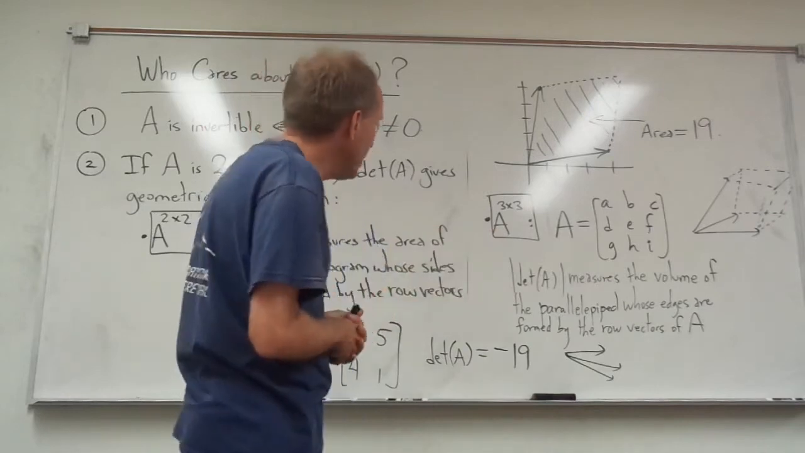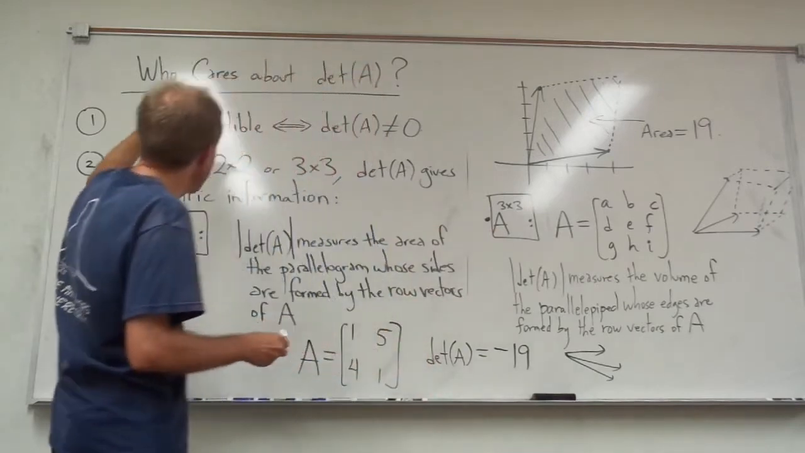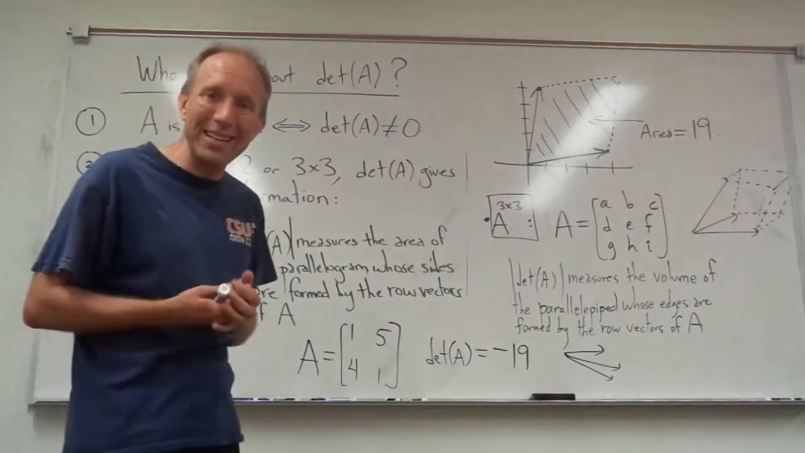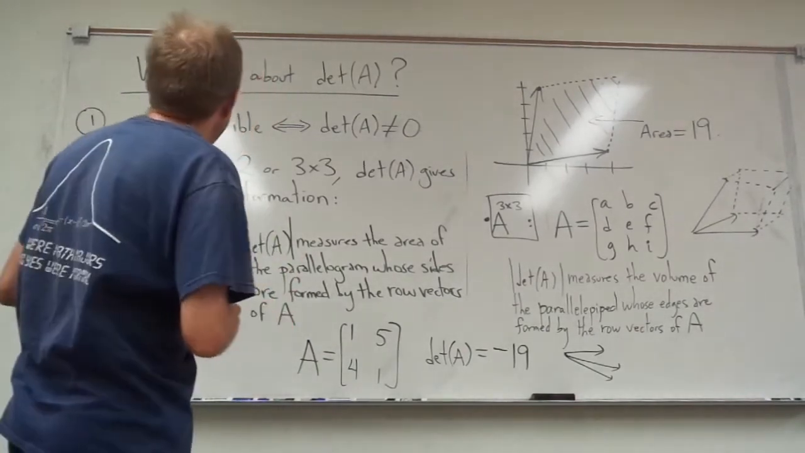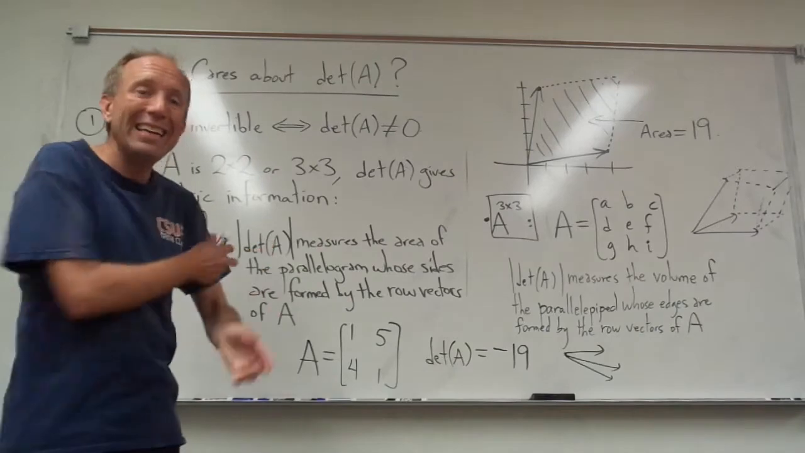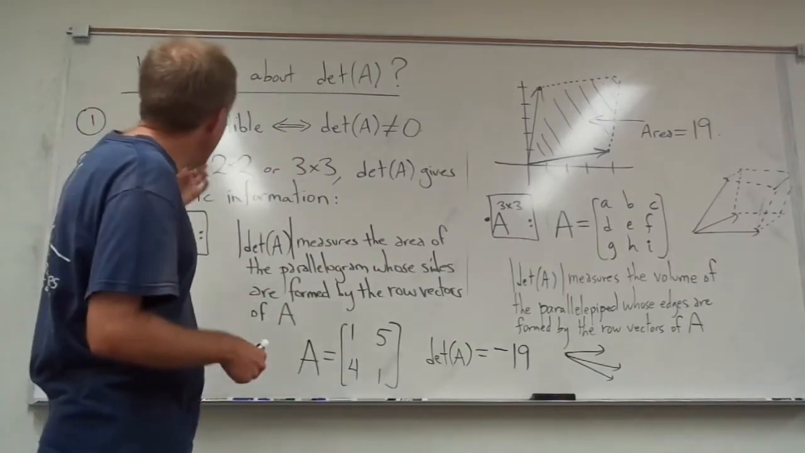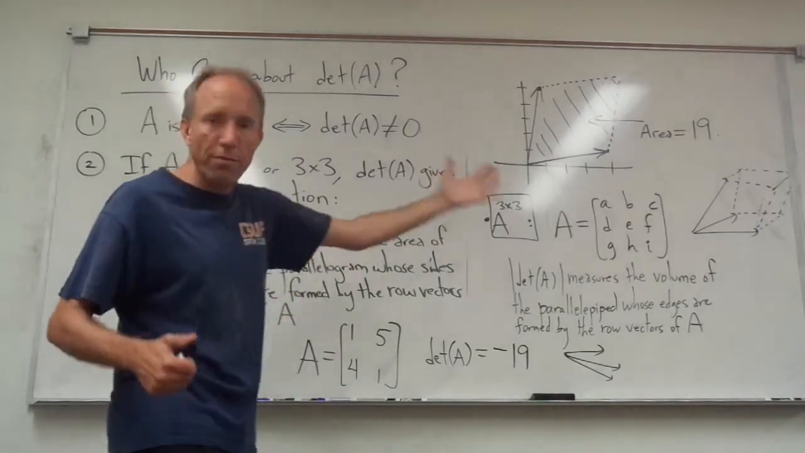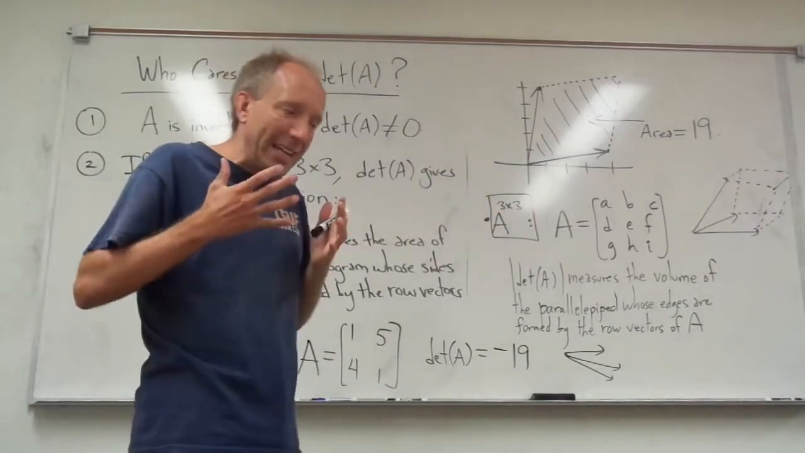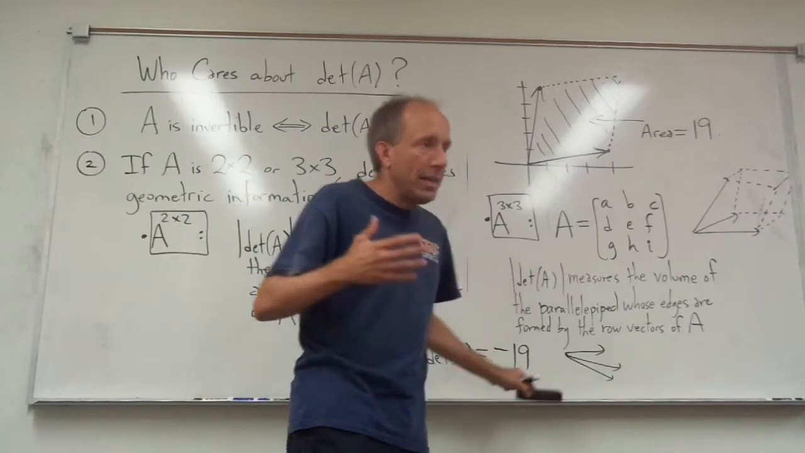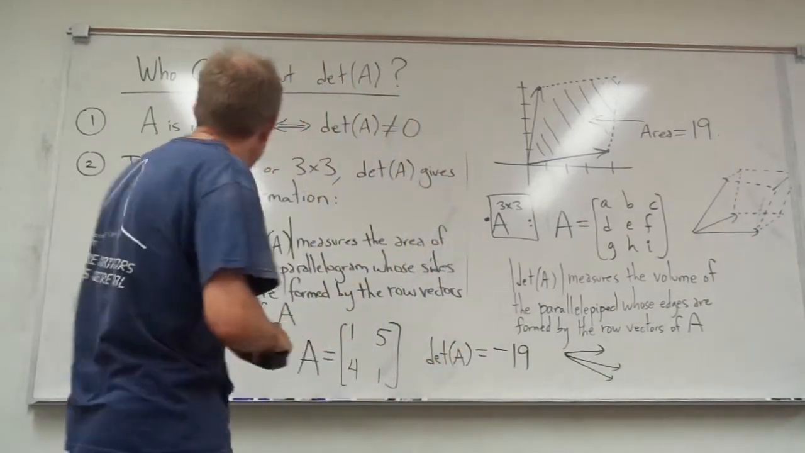Okay? So anyway, there is a second reason why the determinant is useful: the number that you get for a 2 by 2 or a 3 by 3 matrix is telling you about the area or volume, respectively, that is created by the row vectors of that matrix.